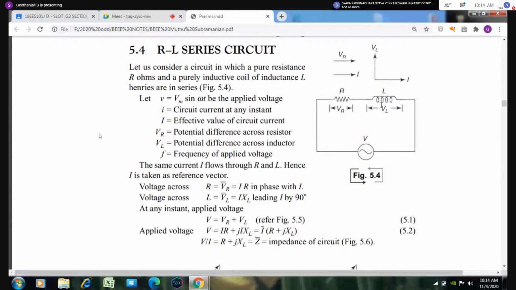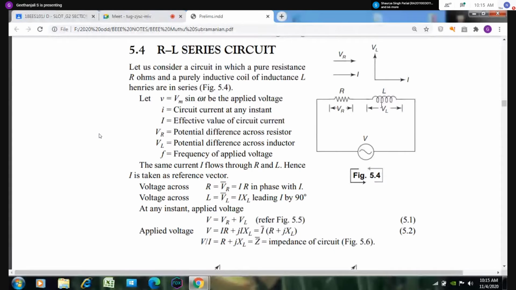So here in the RL circuit, which one is the reference? I. Why is I the reference? Because in the series circuit the current remains the same, so we are taking the current as the reference. Then next we are taking VL. With respect to I, we know that there is a phasor difference between VL and I, which is 90 degrees. Right?